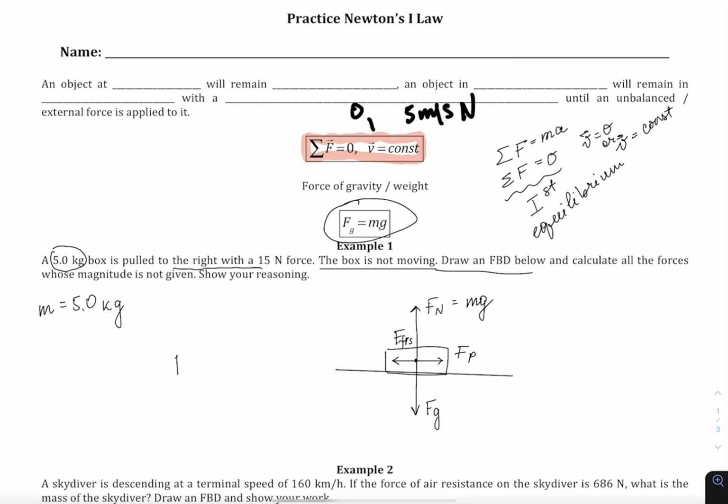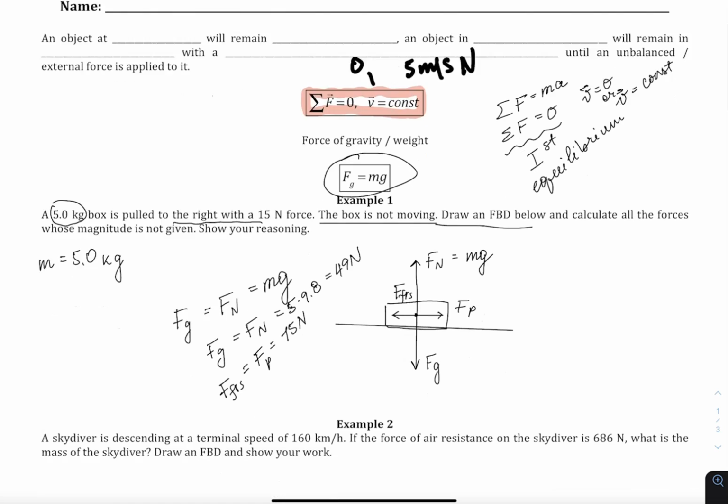So magnitude for gravity will be the same as magnitude for normal, or rather normal will be equal to gravity, and gravity is found by multiplying mass times 9.8. So force of gravity equals normal force and equals 5 times 9.8. So it's going to be 49 newtons. And then force of friction, like we said, since it's force of friction static, it equals force of pull, and it equals 15 newtons. So that's the solution for example number 1.